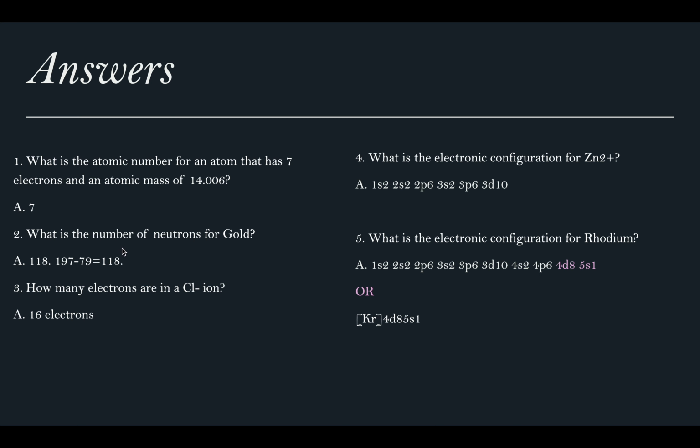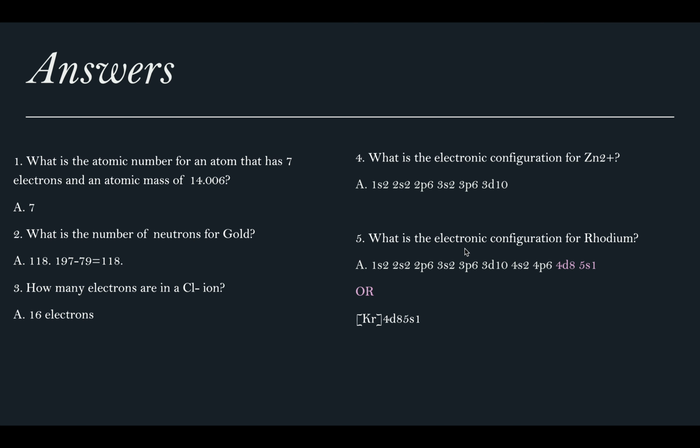How many electrons are in a chloride minus ion? 16 electrons, because chlorine has 15 electrons. You gain 1, you get 16. What is the electronic configuration for Zn2+? Remember, it's lost 2 electrons, so we end up with this configuration.